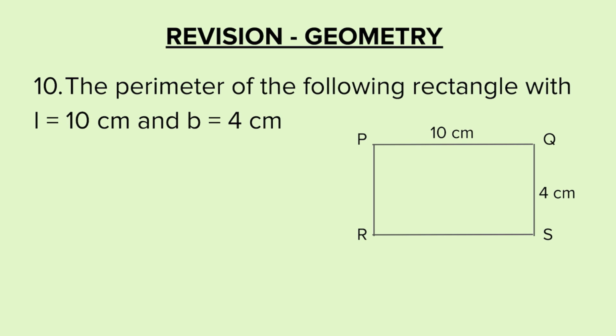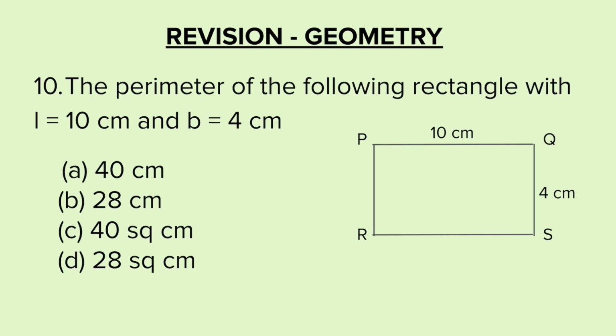Question 10. Find the perimeter of the following rectangle with L equal to 10 centimeters and B equal to 4 centimeters. The length of this rectangle is given as 10 centimeters. The breadth of this rectangle is given as 4 centimeters. And the options are 40 centimeters, 28 centimeters, 40 square centimeters, 28 square centimeters.